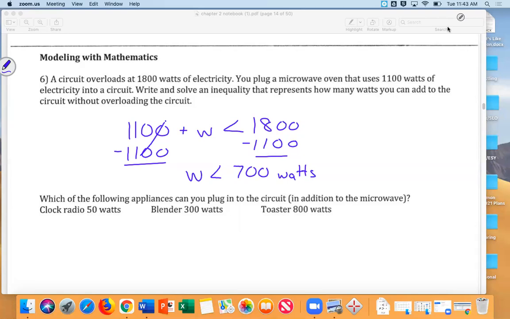Yeah. Now, Ava, since this is your problem, which of the following appliances could you plug in? You have a clock radio, a blender, and a toaster. Which ones could you plug in? Clock radio and the blender. These two we could plug in. And I can't plug in the toaster because it would trip my circuit.